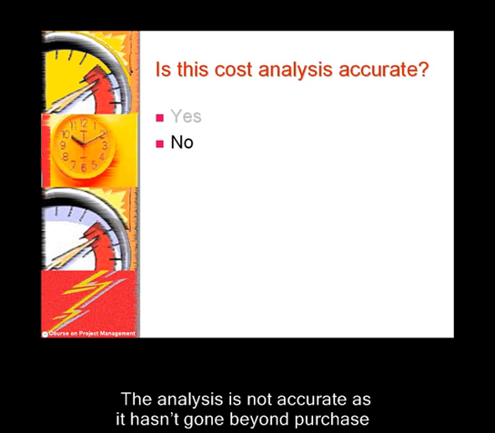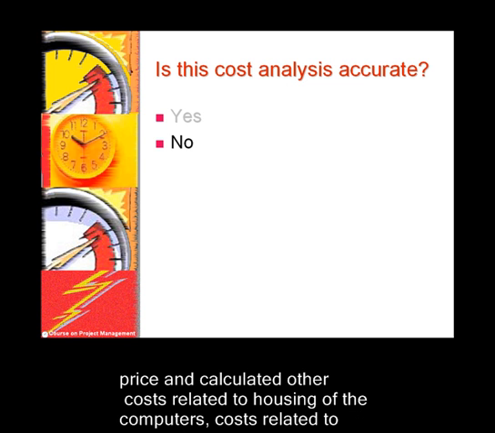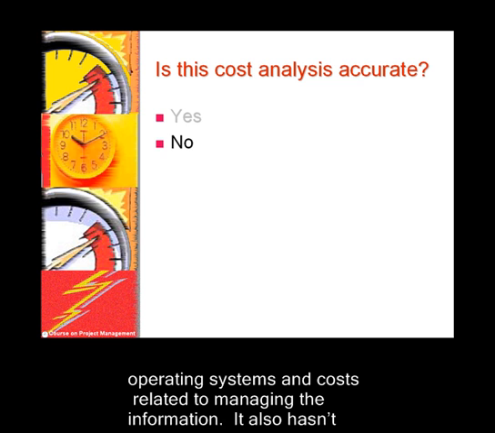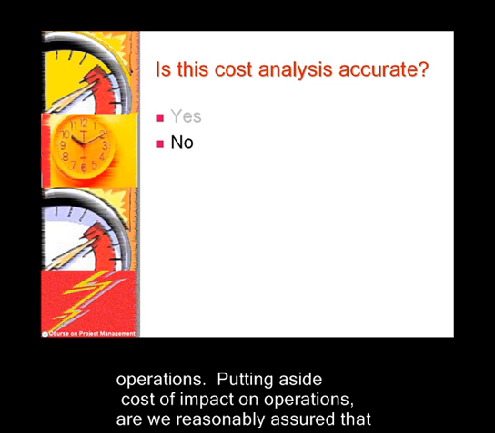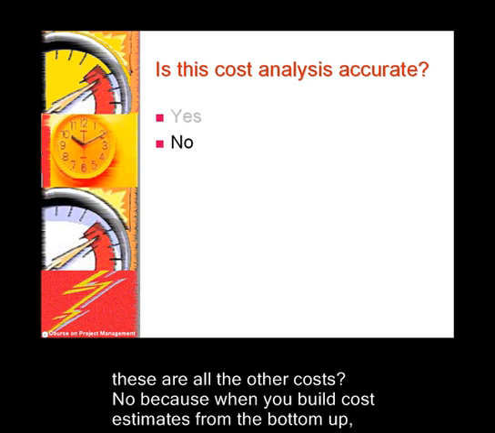The analysis is not accurate as it hasn't gone beyond purchase price and calculated other costs related to housing of the computers, costs related to operating systems, and costs related to managing the information. It also hasn't kept in mind the potential impact of the electronic health record on efficiency of operations. Putting aside costs of impact on operations, are we reasonably assured that these are all of the costs?